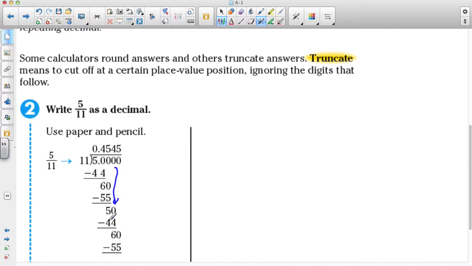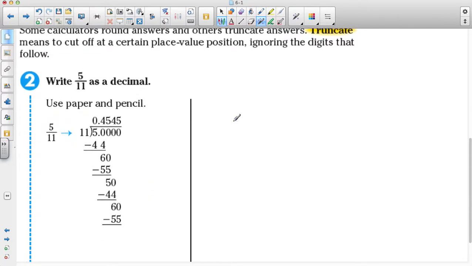The number of 11's that go into 50 is 4, not 44. 4 times 11 is 44. Get 60 and 45, and if you notice, it begins to repeat. The quotient begins to repeat.